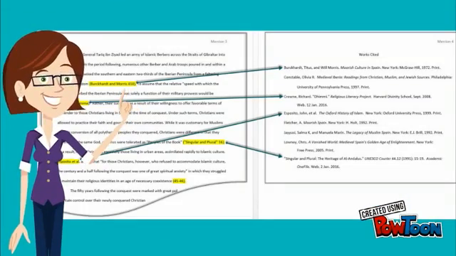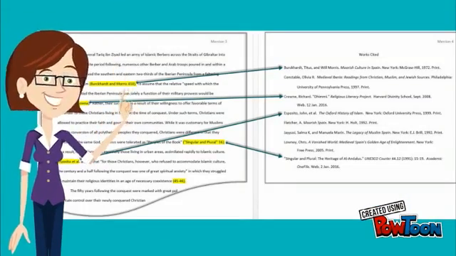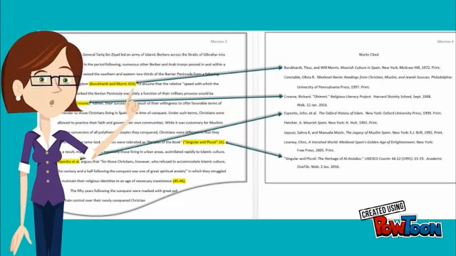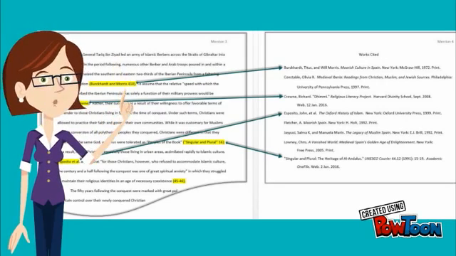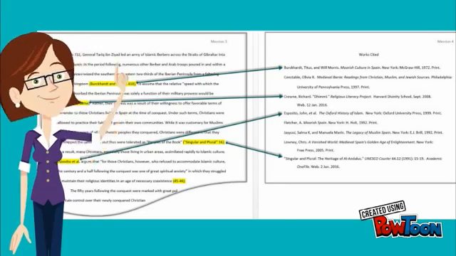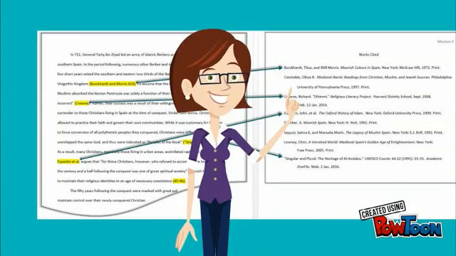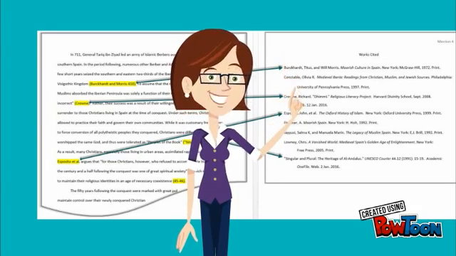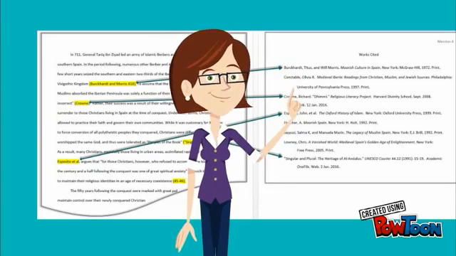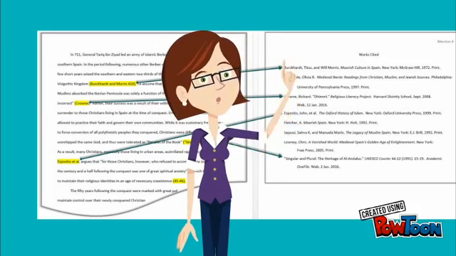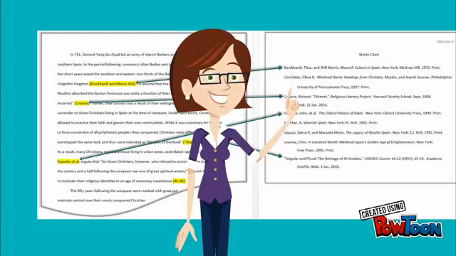Your in-text citations directly correspond with your works cited page. Any source you cite in your paper must have a works cited entry like the ones you see here. The works cited entries are very tediously formatted, so make sure that you are using EasyBib or some other type of citation generator to get the correct formatting for those works cited entries.